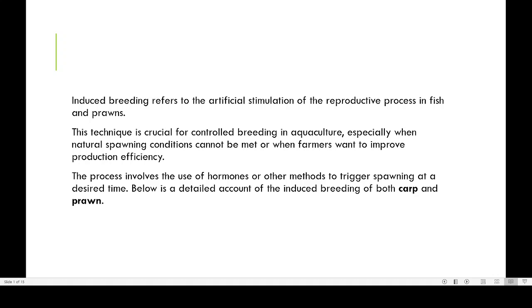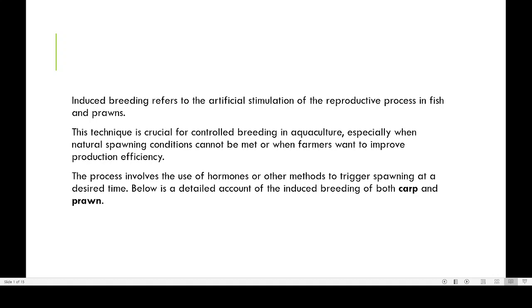The process involves the use of hormones, because there are different types of hormone, especially progesterone. Progesterone is one of the main hormones which stimulates ovulation and also egg production. So more egg will be released, and there are other methods to trigger spawning at a desired time. Spawning means laying of egg. So normally during only June, July season, the fish may be reproducing. But by this mechanism, we can produce eggs of fish in any month of the year. So that is the advantage of induced breeding.